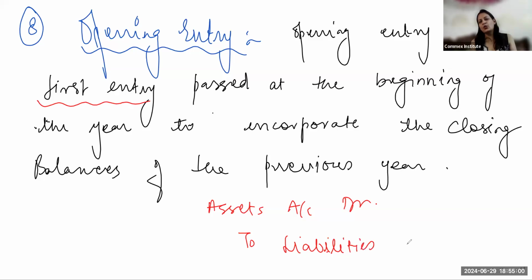Because liabilities are credited and assets are debited. And the balancing figure will be capital. Capital is also a liability, so it will be credited. If it is given, well and good.